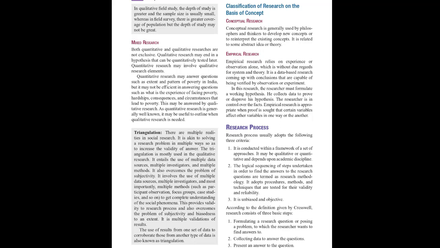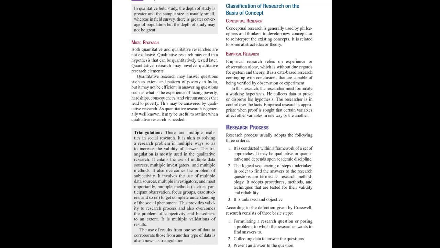As quantitative research is generally well known, it may be useful to outline when qualitative research is needed. Triangulation. There are multiple realities in social research. It is akin to solving a research problem in multiple ways so as to increase the validity of the answer. Triangulation is mostly used in qualitative research. It also overcomes the problem of subjectivity.